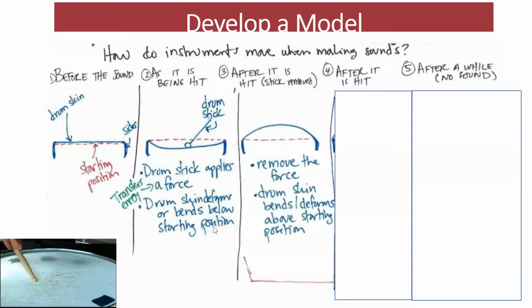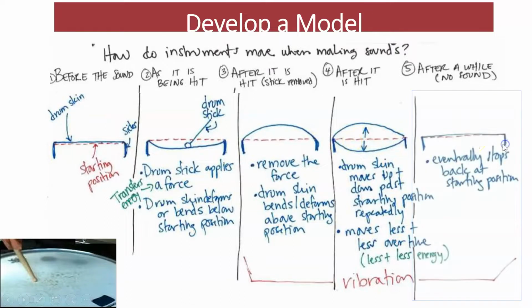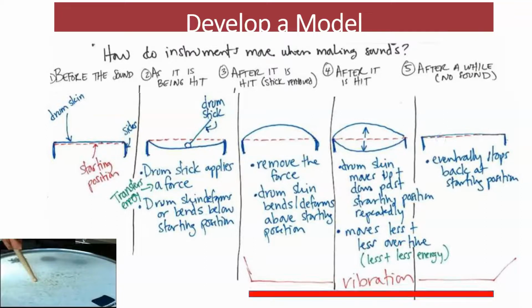Now, when that force is removed, the drum skin moves up above its start position, like this mountain. And then the drum skin will move back and forth repeatedly. And it's going to move less and less over time as it loses kinetic energy. But the drum skin eventually stops moving, goes back to its rest position, and there's no sound anymore. So this back and forth movement past the start position is what we mean when we say vibration. You can see that labeled right there on the model. And now this model can be used to explain how any instrument, how any sound maker makes sound.